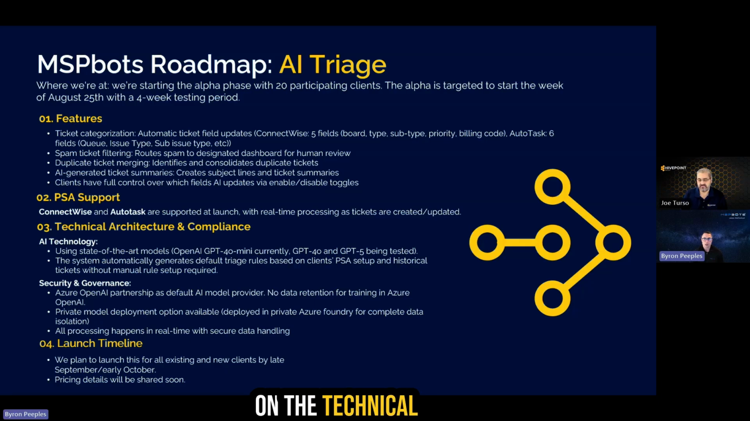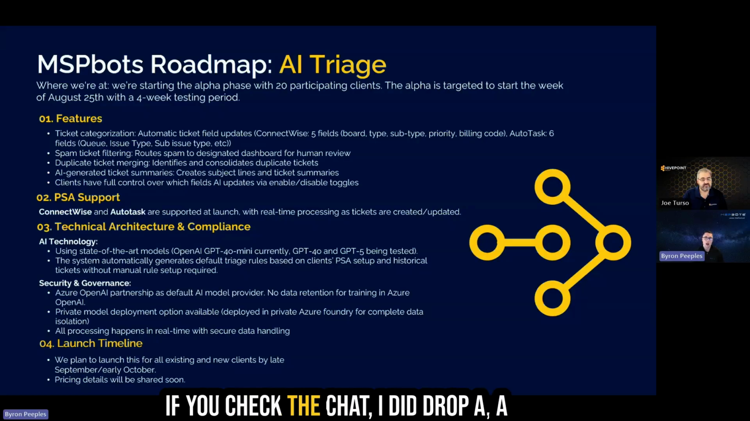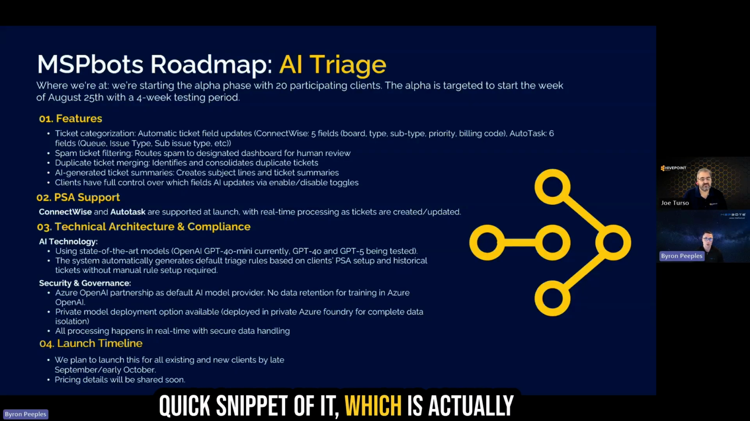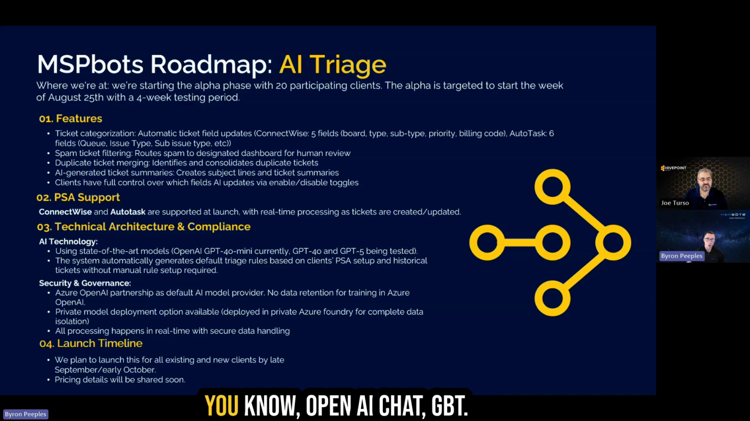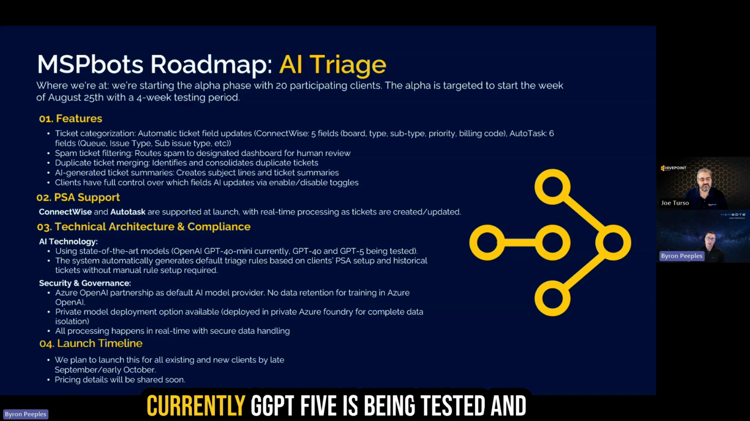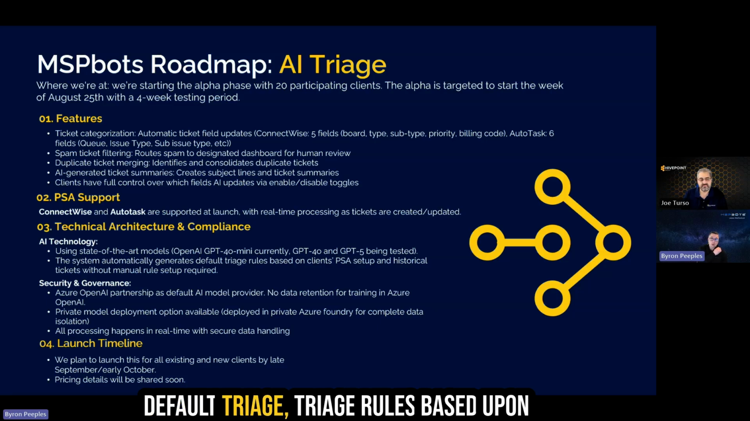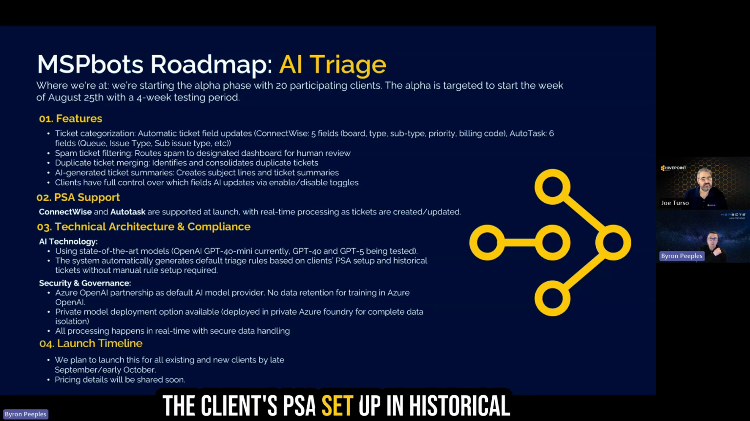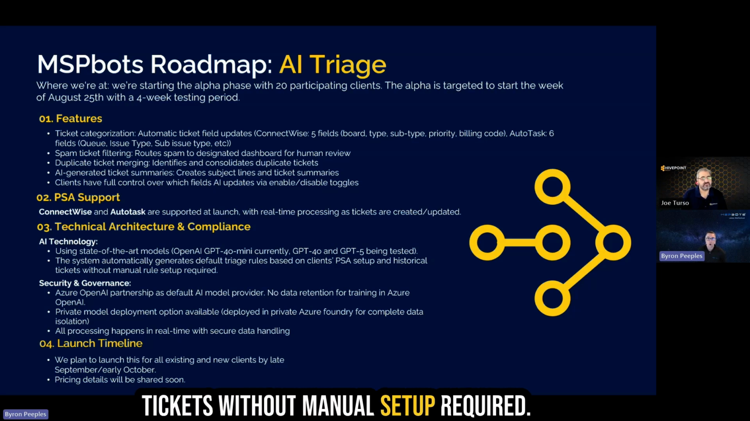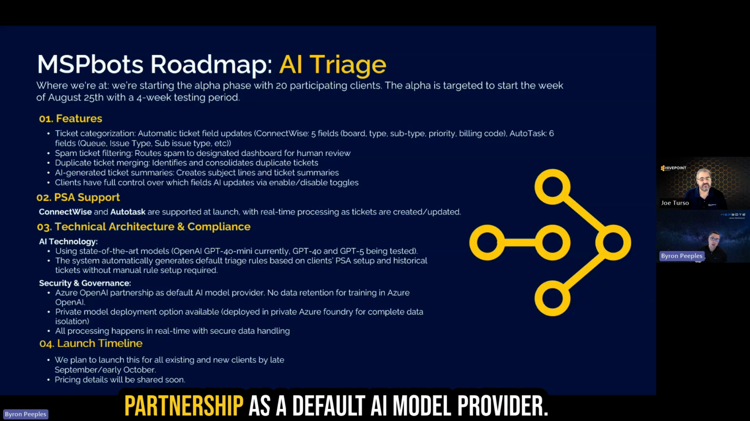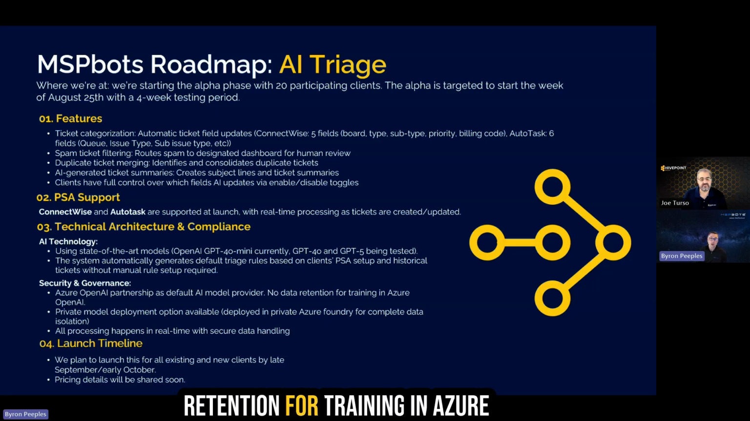On the technical architecture and compliance, if you check the chat, I did drop a quick snippet of it, which is actually just a copy and paste of this slide. So you can see that we're using OpenAI ChatGPT. Currently, GPT-5 is being tested, and the system will automatically generate default triage rules based upon the client's PSA setup and historical tickets without manual setup required. And then in terms of security and governance, we have Azure OpenAI partnership as the default AI model provider, and there's no data retention for training in Azure OpenAI.